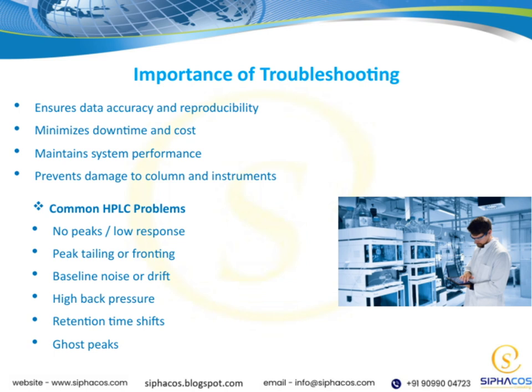This is where troubleshooting becomes crucial. Addressing these issues is key to ensuring your data is accurate and reproducible. It also helps minimize downtime, saving you time and costs in the long run. Maintaining proper system performance is essential, not just for reliable results, but also to prevent damage to your columns and instruments. Ultimately, good troubleshooting keeps your HPLC system running smoothly, ensuring high-quality data and prolonging the lifespan of your equipment.